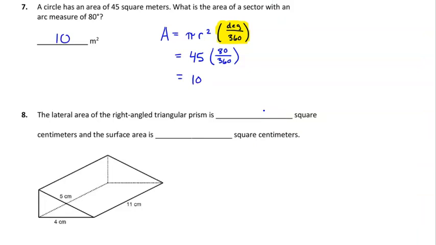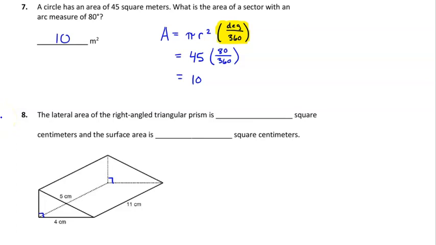All right, number 8. It says find the lateral area of a right-angled triangular prism. So that means that this is 90 degrees and this is 90 degrees. And then we're also finding the surface area. So lateral area and surface area. So surface area is everything. So the top, the bottom, and the sides.